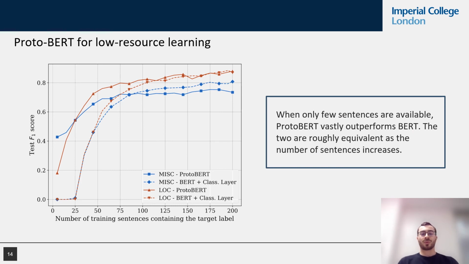If you compare the performance of Proto-BERT with that of a standard BERT model, we can see how Proto-BERT vastly outperforms BERT when fewer sentences are available. As the number of sentences increases, the two are roughly equivalent, and in some cases, Proto-BERT even outperforms BERT in non-low resource scenarios.